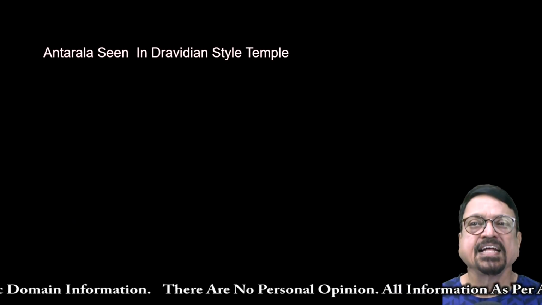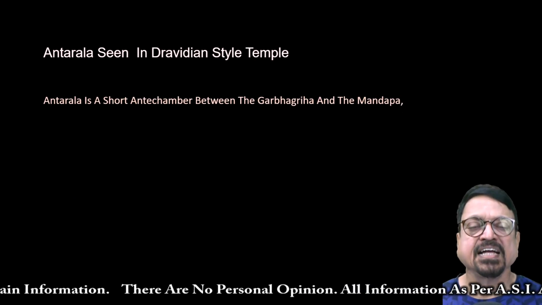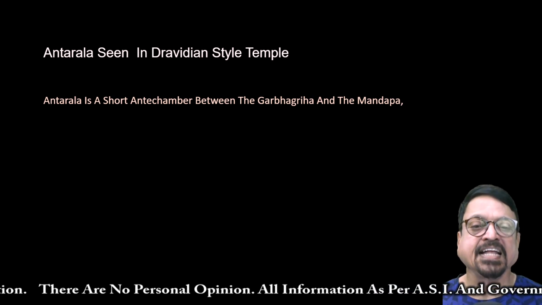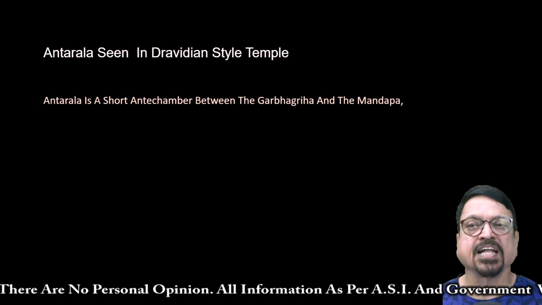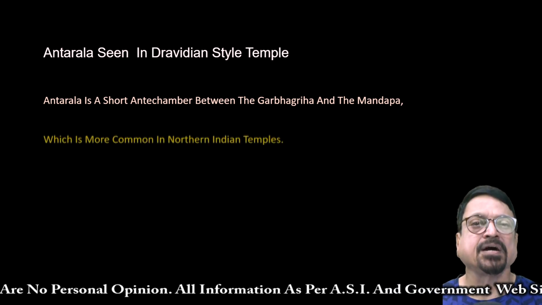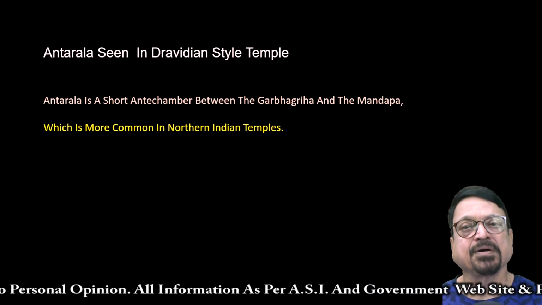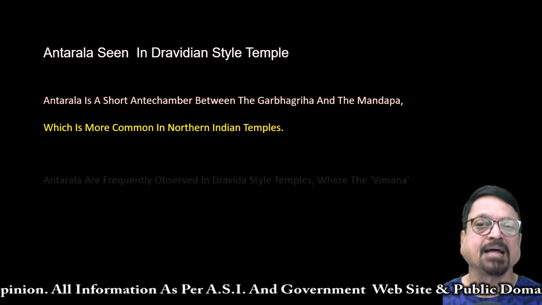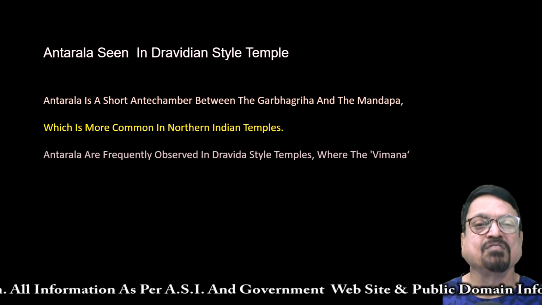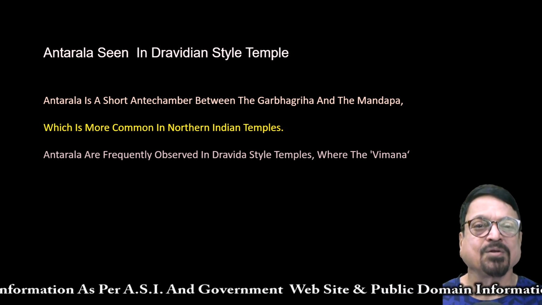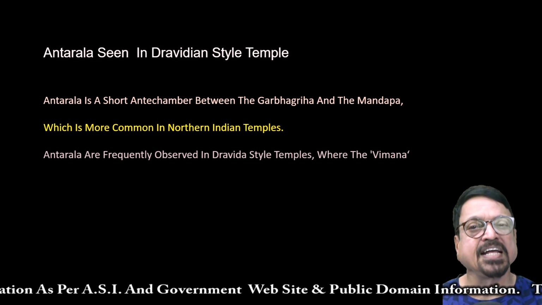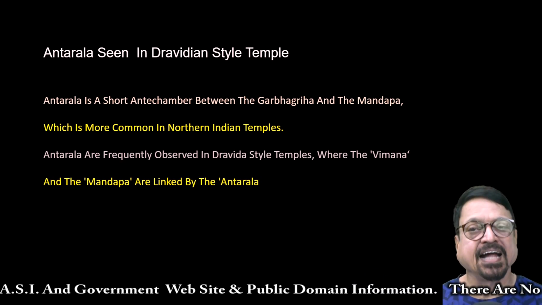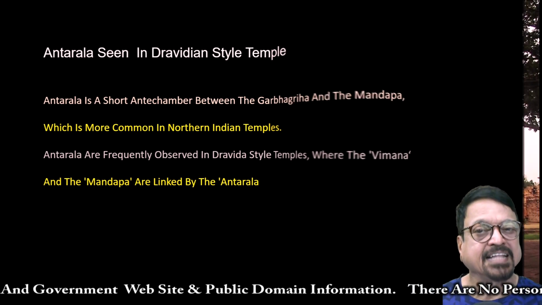Now Antarala is seen in Dravidian style subsequently, or a little late after it was seen in Mahakutas. Antarala is a short antechamber between the Garbhagriha and the Mandapas, which again was taken up by the North Indian temples and adapted by South Indian temples, well seen in all Vesara type of temples and onwards. Antarala is frequently observed in Dravidian style temples where the Vimanas and the Mandapas are linked by the Antarala.